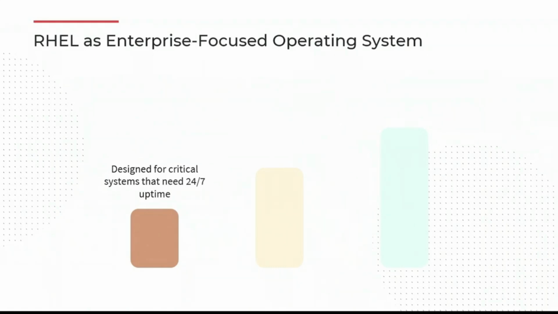For example, a hospital's patient record system or a bank's transaction servers can't afford downtime. RHEL is built for these kinds of use cases. It focuses on aspects such as stability, security, performance, and, most importantly, predictability. You don't want updates that randomly break things. RHEL avoids testing everything thoroughly before releasing it.